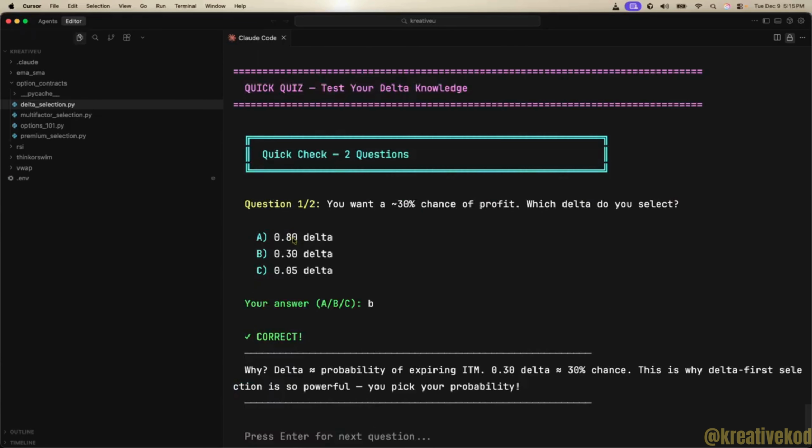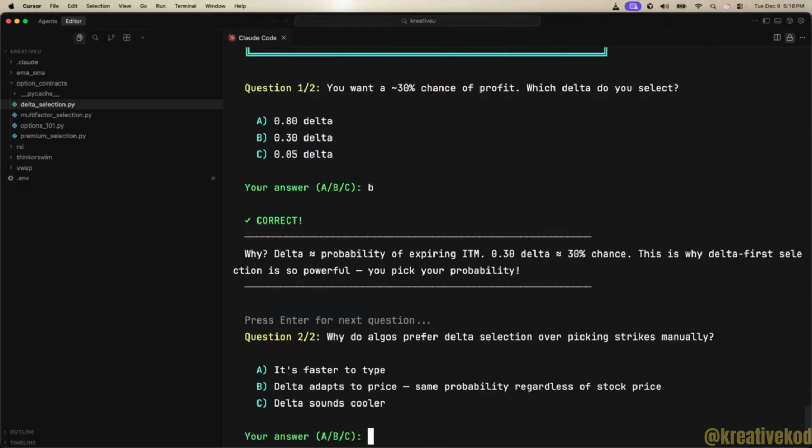If we take 0.80 times 100, that's 80%. 0.05 times 100, that's 5%. So 0.30 times 100 is a 30% chance of profit, excuse me. Why? Delta equals the probability of expiring in the money. So a delta of 0.30 equals a 30% chance. This is why delta first selection is so powerful, because we pick based off our probability, based off what we want.